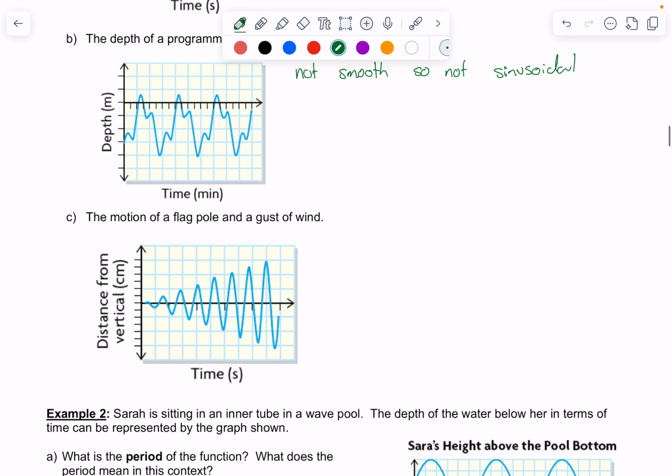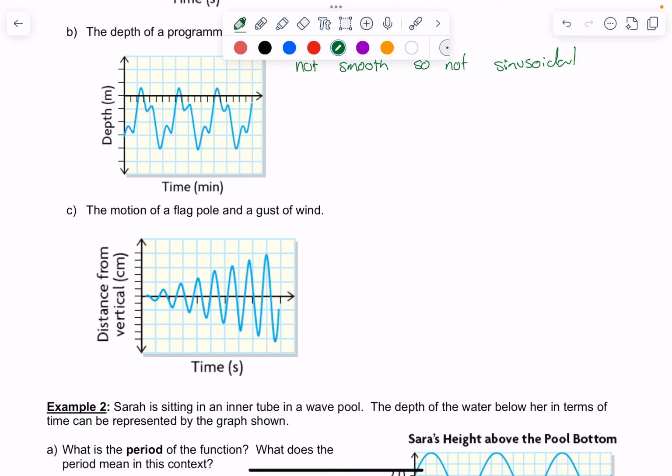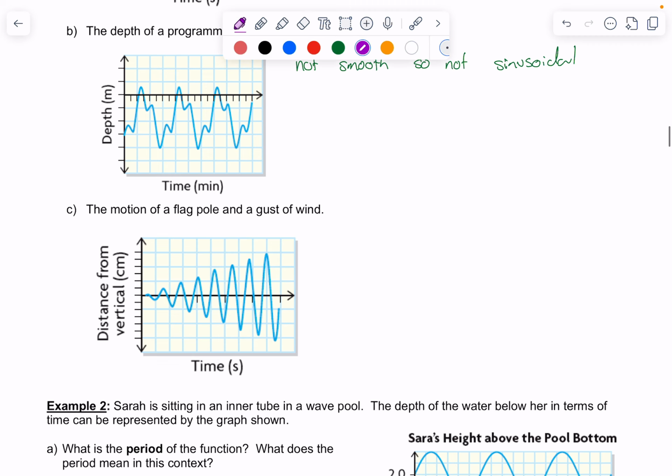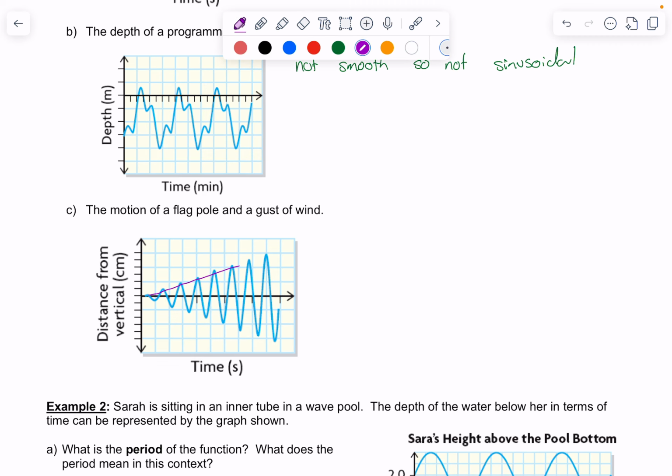And then if we look at this one, it looks smooth, right? You can see, oh, I have a bunch of these parabolas like this, but notice how over time your maximums are increasing. So you're getting higher and higher as you go down, and same at the bottom here. You're getting lower and lower as time goes on. So in this case right here, this is not symmetrical. Therefore, not sinusoidal.